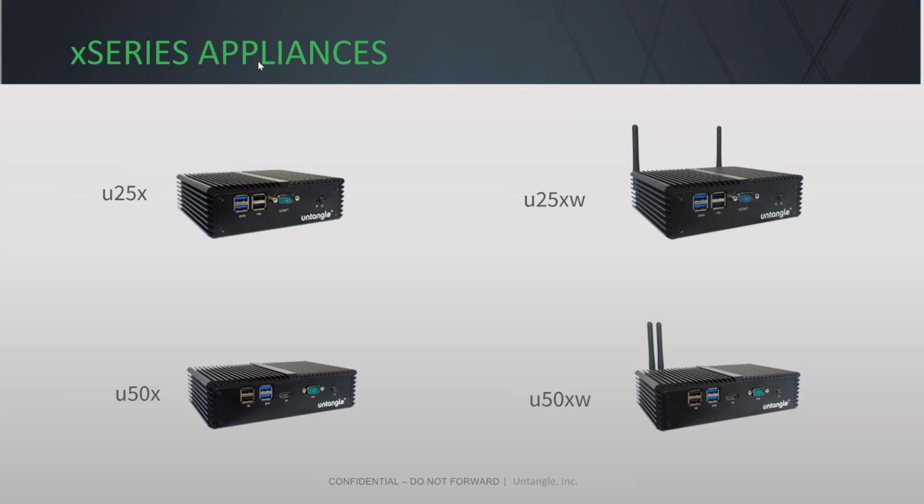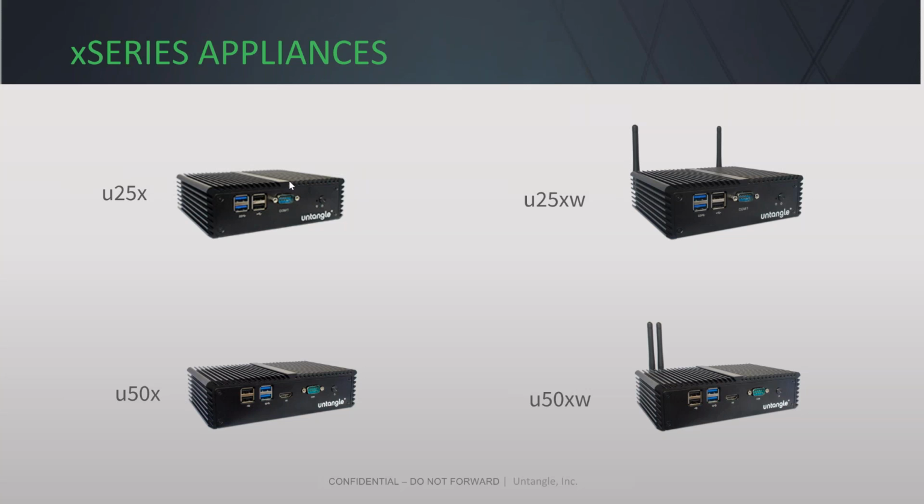Essentially, we rolled out 4 new appliances: the U25X, the U25XW, which is the U25X with a wireless card in it, and then the same with the 50 and the 50X. Some of you may recognize that some of the community members have been running boxes like this for a while. They're very powerful and also very affordable boxes. We're really excited to roll them out. I think they're the most affordable appliances we've ever had.